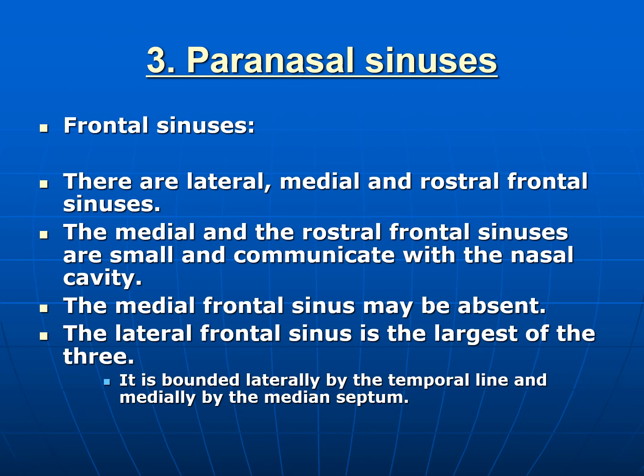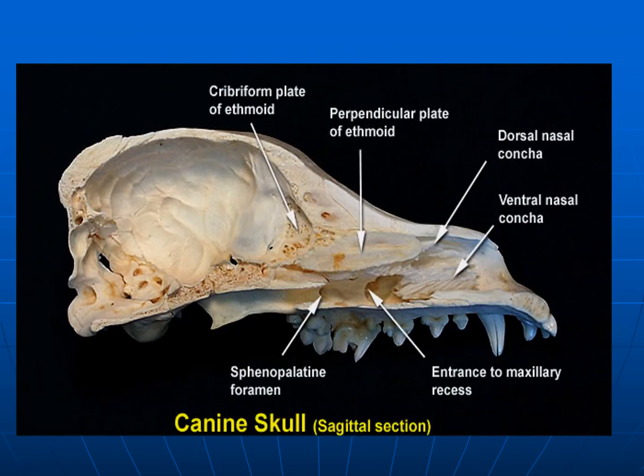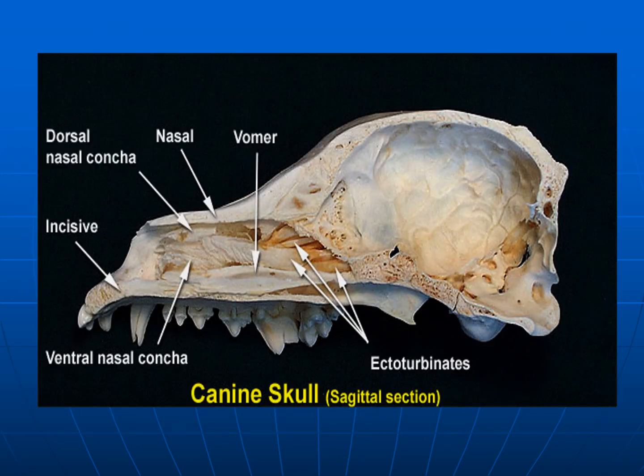But for now, I need you to know that we have the frontal sinus, and also the maxillary sinus. Usually you can see here a big opening from the nasal cavity toward the maxillary bone. We call it the entrance for the maxillary recess. So the nasal cavity extends toward the bone, maxillary or frontal, and both of them we call the paranasal sinuses.